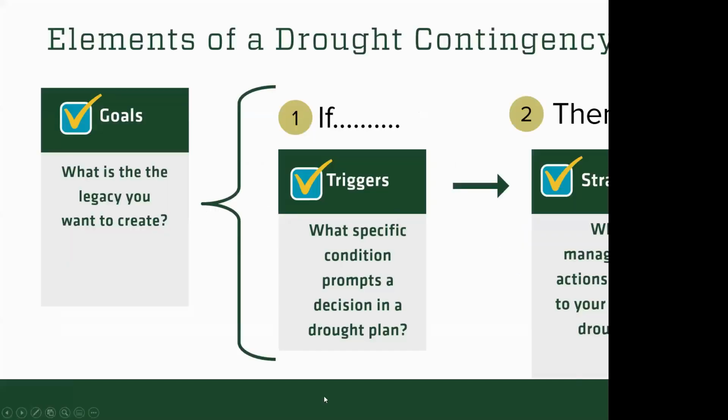So that's the if part of the drought plan, triggers. What prompts a decision? What are you watching to prompt management actions? And of course, if and then, what are those management actions? Before I get there, I'm going to take a step back and talk a little bit about goals, because of course, goals that you have are fundamental to any strategy you might pick as a management strategy for dealing with drought.